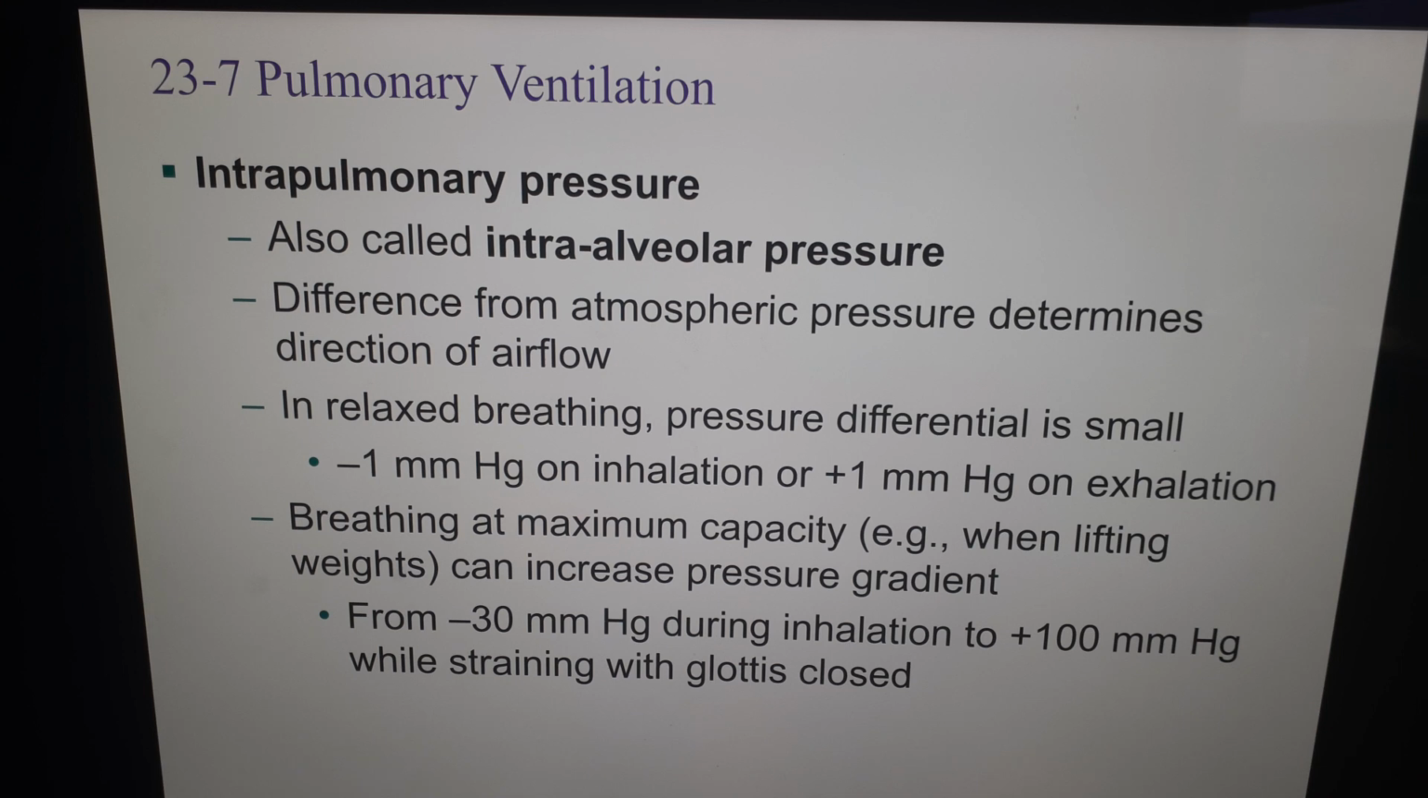In relaxed breathing, believe it or not, the pressure differential is actually pretty small. We have a change of about 1 millimeter of mercury on inhalation, and then we go up about 1 millimeter of mercury on exhalation. If you are breathing at your maximum capacity, however, forcibly inhaling and forcibly exhaling, you can swing it to negative 30 millimeters of mercury while you inhale, and it will go all the way up to positive 100 millimeters of mercury when you're straining, like if you're lifting a weight and you have your voice box, your glottis closed.